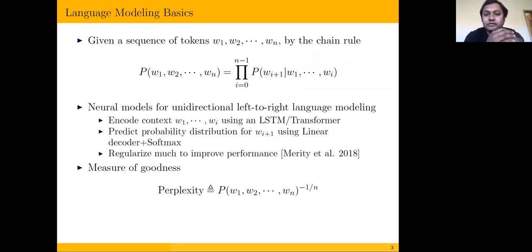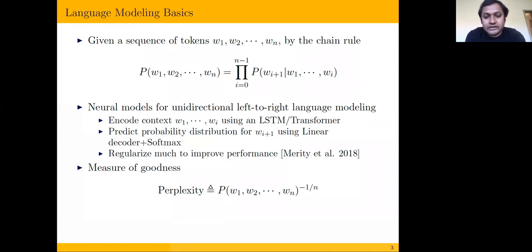So essentially, most modern language models which use neural networks will try to model this chain rule. It will try to construct a representation of W1 to WI, right? And then, using this representation, compute a probability of the next token, which is WI plus 1, using a linear layer followed by softmax. That's how the model is set up, and then it's trained on whatever piece of text you want to train it on. And people have shown that simple LSTMs or transformers with different modes of regularization can achieve pretty impressive performances in language modeling.